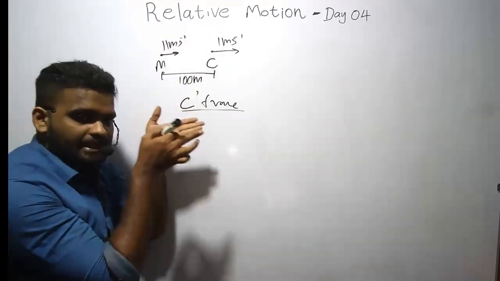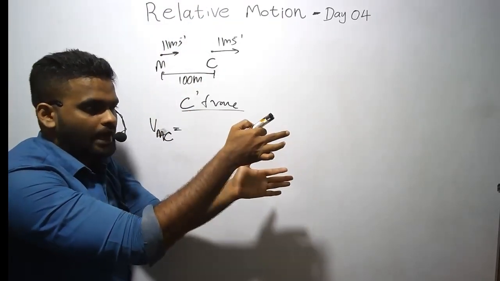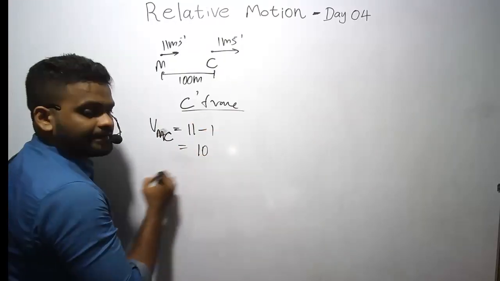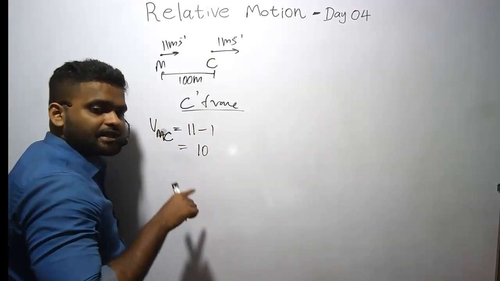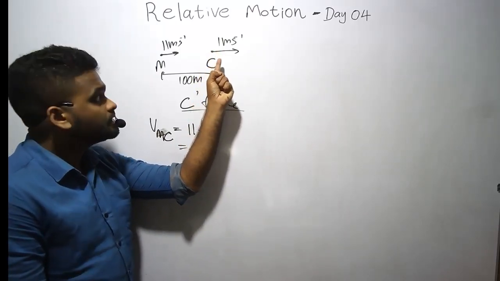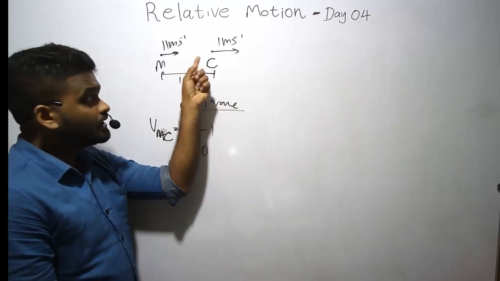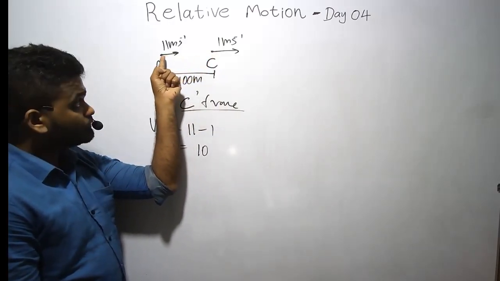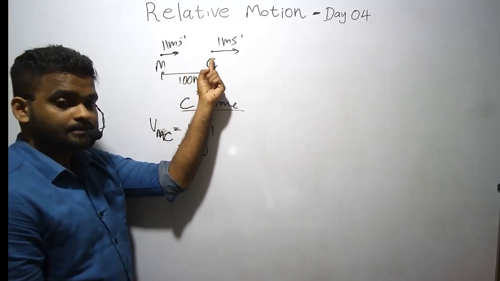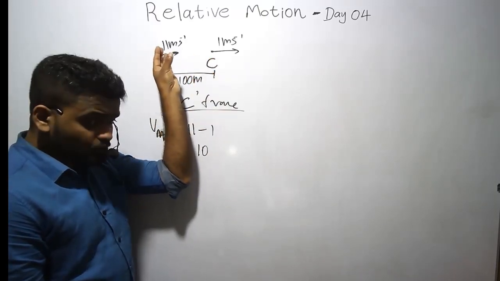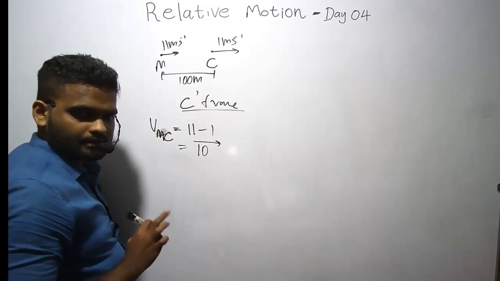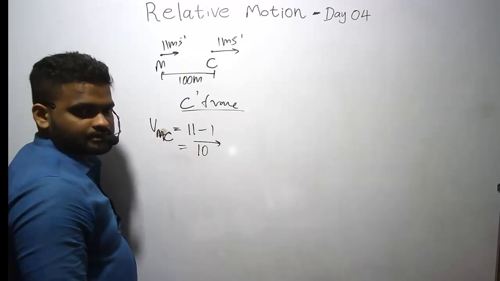Objects are moving to the same side, meaning you have to take the difference of velocities. So that is 11 minus 1, 10. Then you can think about direction. If the cyclist is stopped, is the motorcycle moving away or towards the cyclist? The motorcycle is moving towards, right? So the relative velocity should be to this side. Got it? 10 is the relative velocity.